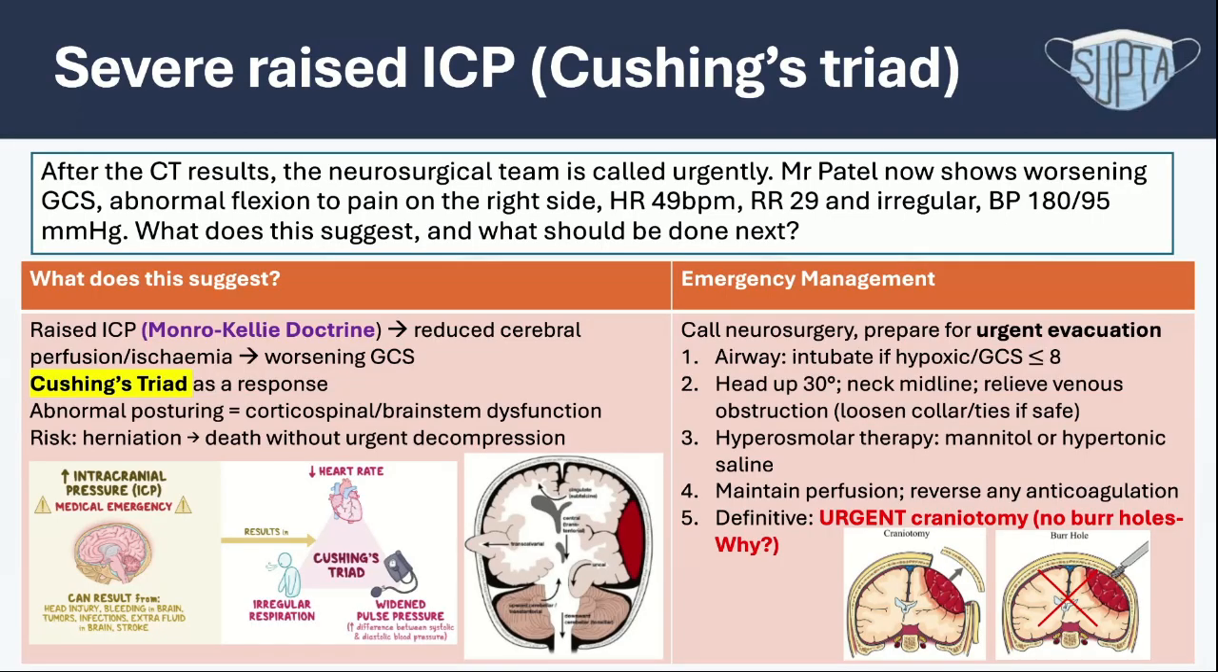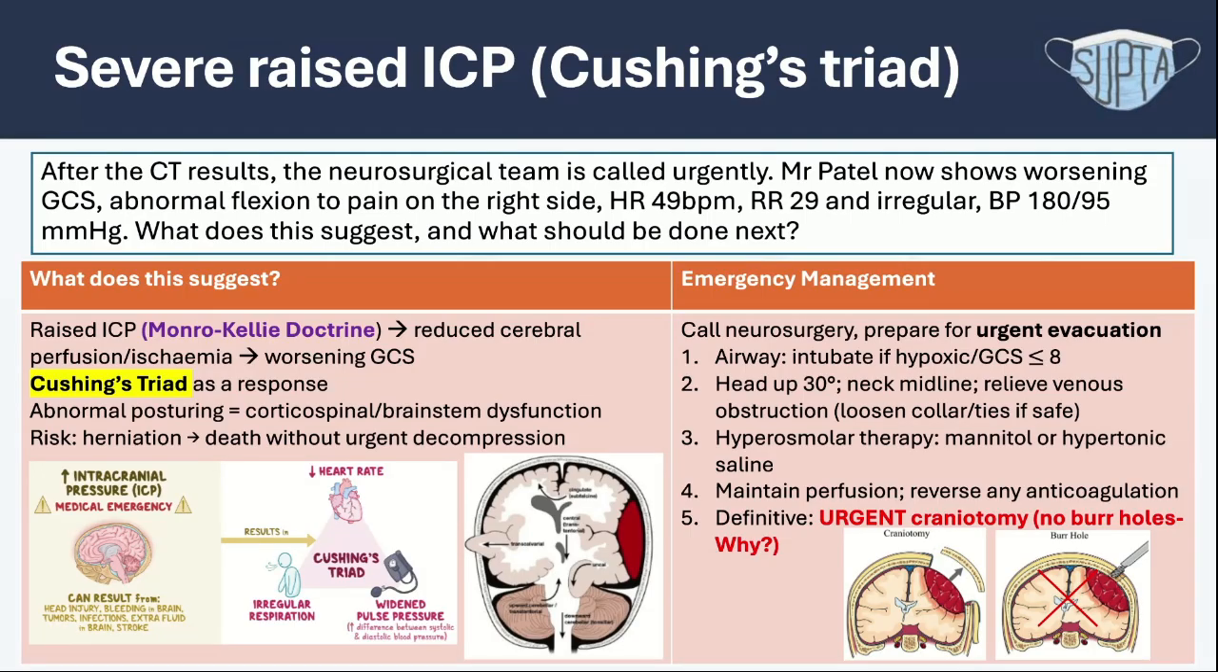So what do we do next? This is now a neurosurgical emergency. We call neurosurgery urgently and prepare for definitive decompression. We optimize the airway. We call the anesthetist, of course, and if the patient is hypoxic, unable to protect the airway, or has a very low GCS, they may need intubation.